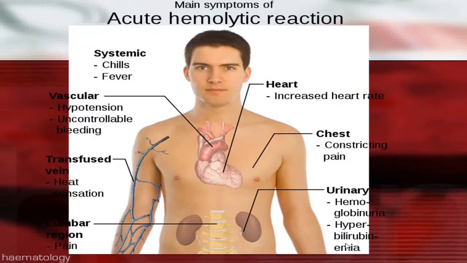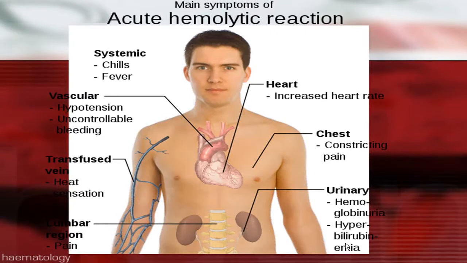I found this picture that I put on to give you a visual of what's happening, what systems are involved with the hemolytic reaction. Systemically, you have the fever and the chills, like I mentioned. In the vascular system, you're going to see hypotension and potentially uncontrollable bleeding. In the transfused vein, where the transfusion was going, there'll probably be some inflammation, and there may be a sensation or a feeling of heat.